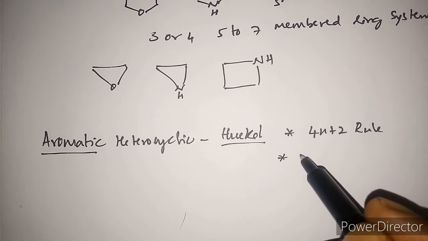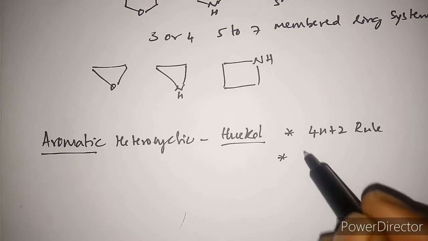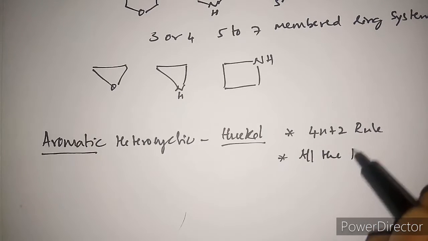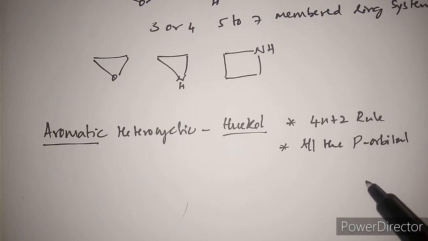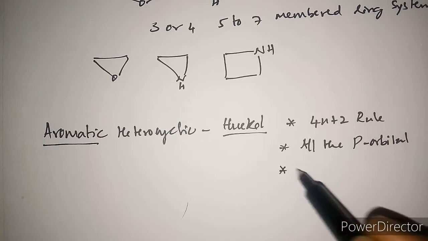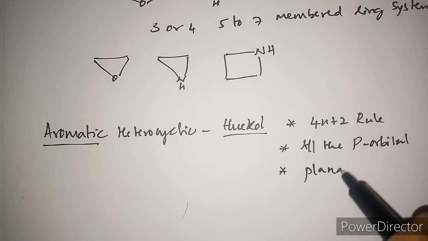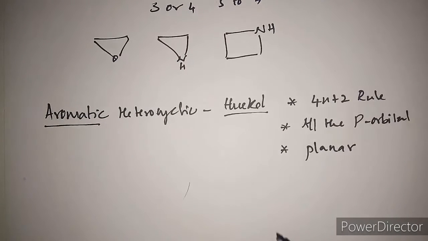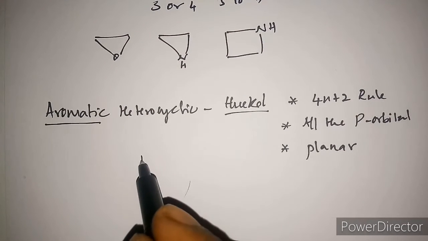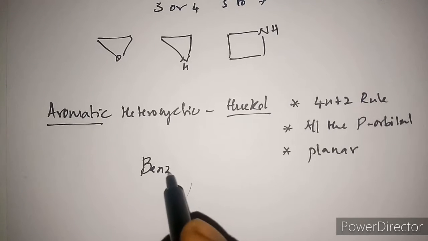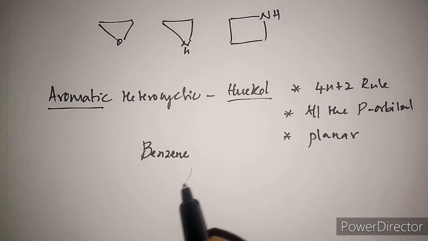And all the p orbitals are parallelly overlapped. All the p orbitals are available to make pi bonds. They are parallelly overlapped and should be planar. The ring system should be planar. If it satisfies all the conditions, then we can say it is an aromatic heterocyclic system. Those aromatic heterocyclic compounds obey all these rules, and the properties of these are similar to benzene.